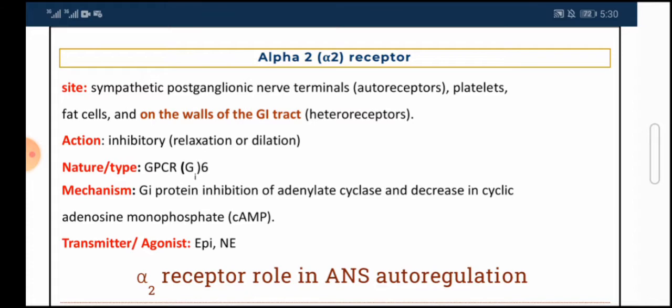Alpha 2 receptors. Same as alpha 1, they are GPCR receptors. However, they have an inhibitory effect. This means this time binding of the neurotransmitter to the receptor activates a G inhibitory protein. This inhibits adenylate cyclase, which leads to a decrease in cAMP, which is cyclic AMP, inside the cytosol, leading to an inhibitory effect, either by relaxation or dilation. Alpha 2 receptors are found in autoreceptors, platelets, fat cells, and heteroreceptors on the walls of the GIT.